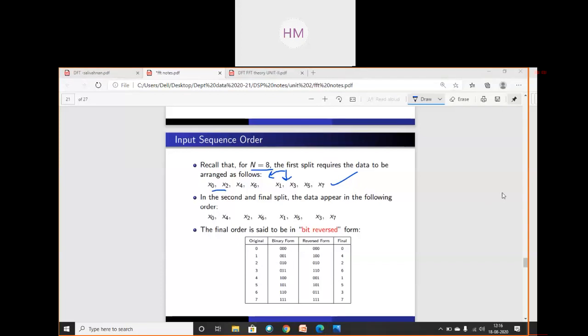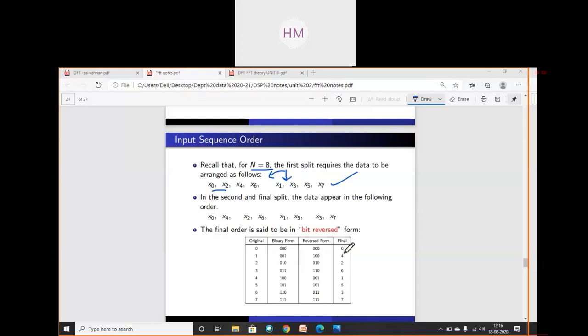So I have to use some technique so that I can get this. Otherwise, how will I get it? So I will use bit reversed order. I will just reverse the bits. Like 000, nothing is to be replaced. The final output is your 0. Clear?